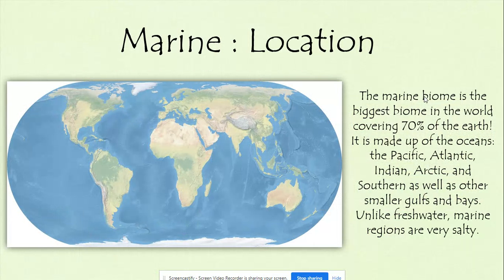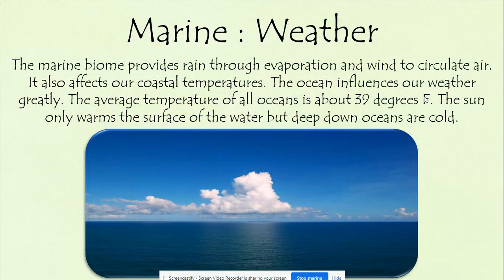The marine biome is the biggest biome in the world. So this is the ocean, covering 70% of the Earth. It is made up of the oceans, the Pacific, Atlantic, Indian, Arctic, and Southern, as well as other small gulfs and bays. Unlike freshwater, marine regions are very, very salty. The marine biome provides rain through evaporation and wind to circulate air. It also affects our coastal temperatures. The ocean influences our weather greatly.